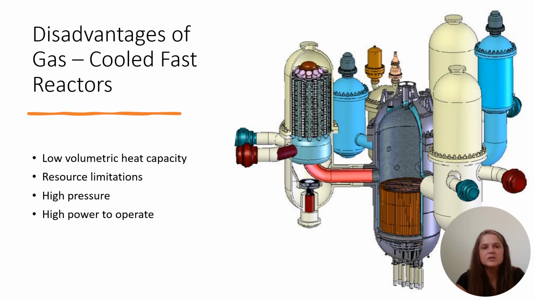Another issue is resource limitations. Helium, again, is the gas used, and is presently extracted from natural gas, which is becoming more and more limited and will continue on that trend in the future. In addition, to achieve adequate heat removal capacity with acceptable coolant pumping power requirements, it requires pressures in the range of 40 to 80 atmospheres. Lastly, due to the compressible nature of helium, the power required to operate a helium circulator can be high. So that would require 2 to 5% of the reactor's thermal power just to power the circulator itself.